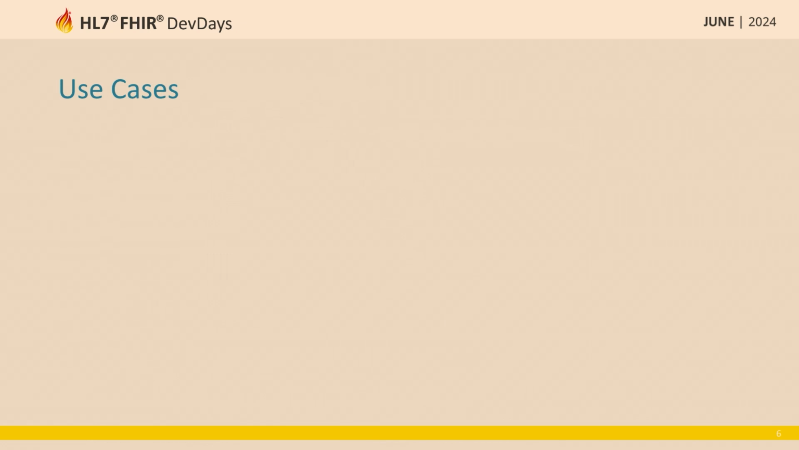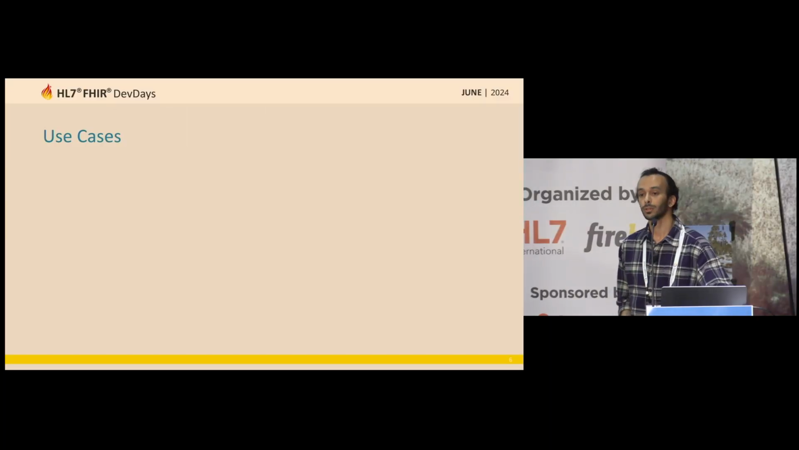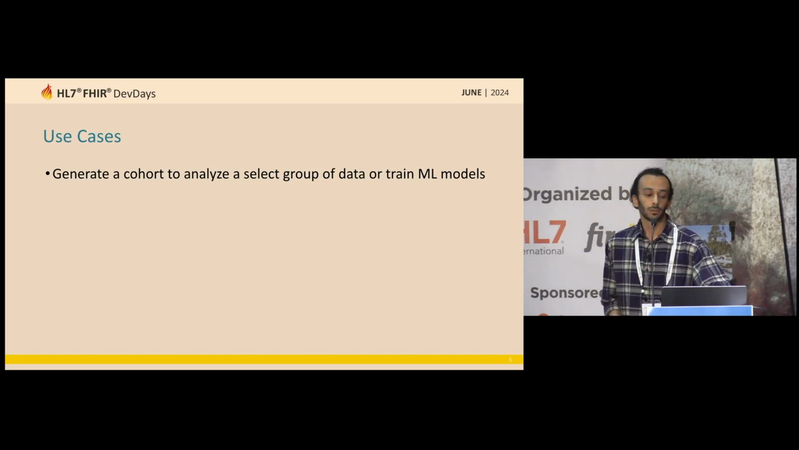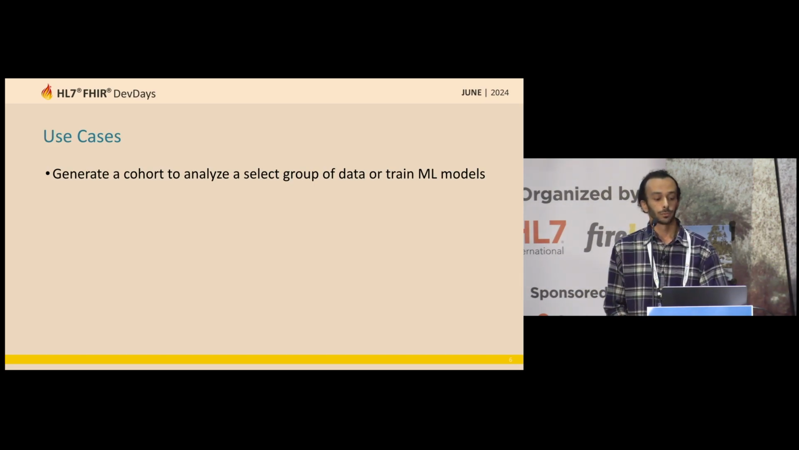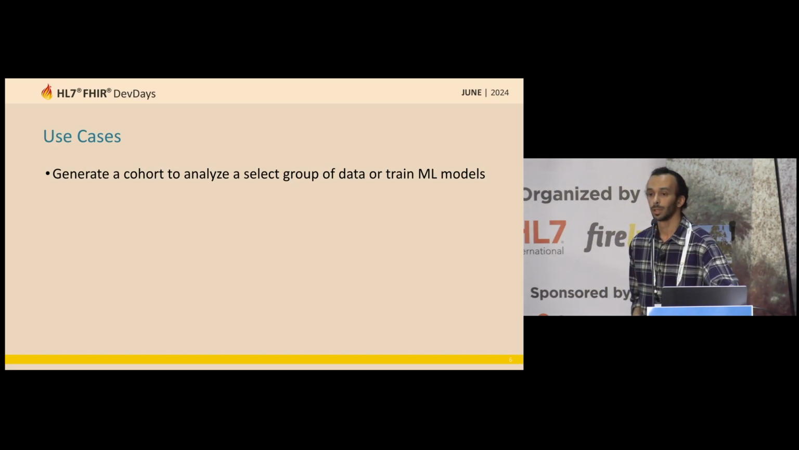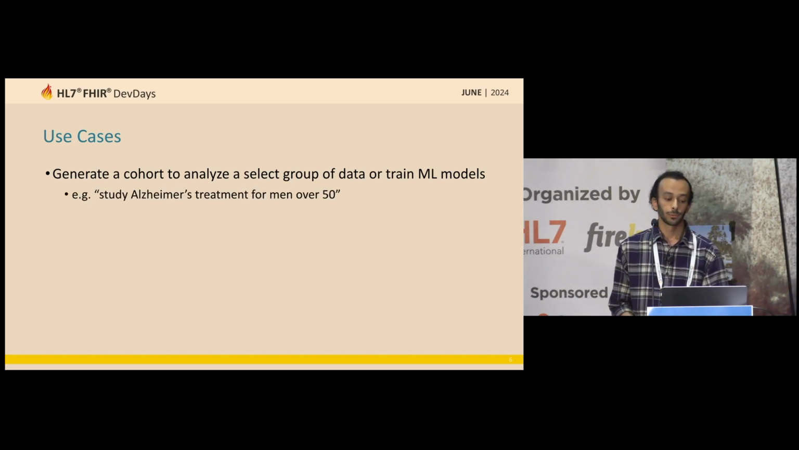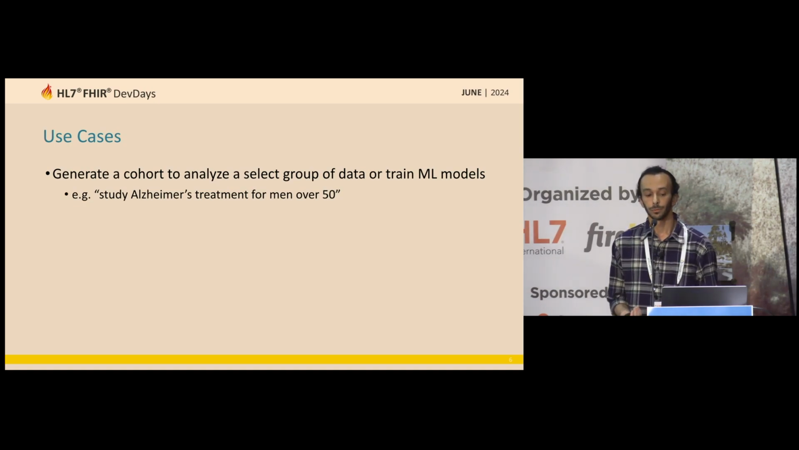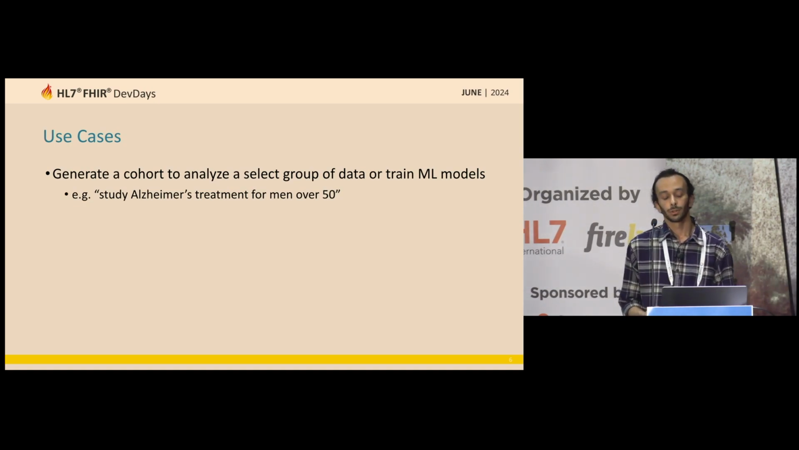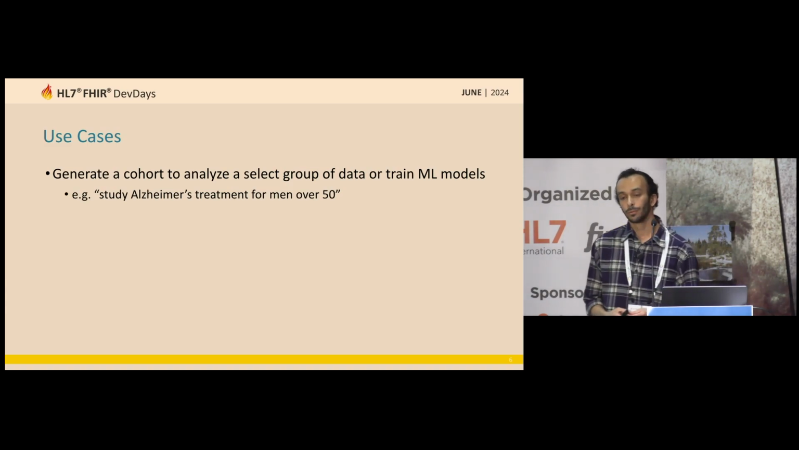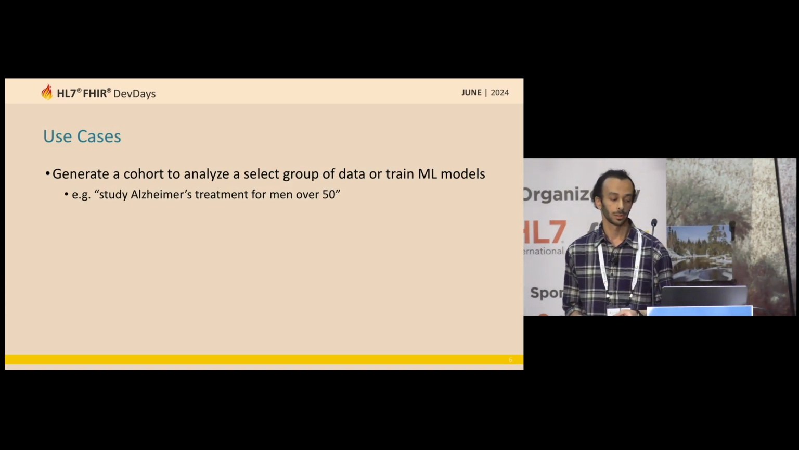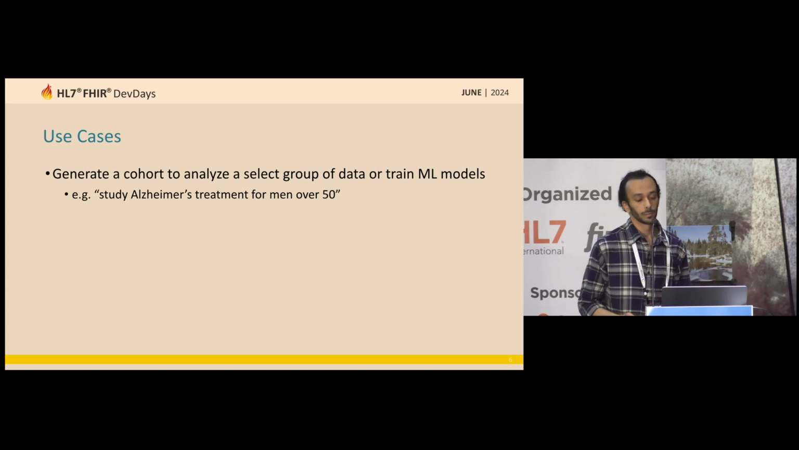So some of the use cases for why you might need to define a cohort. One example is basically defining a cohort in order to train an ML model. So say, for example, you want to study Alzheimer's disease for patients over 50. In this case, you're only interested in a subset of the patients or the FHIR resources. So you can define a cohort for this specific use case to train, for example, your model.